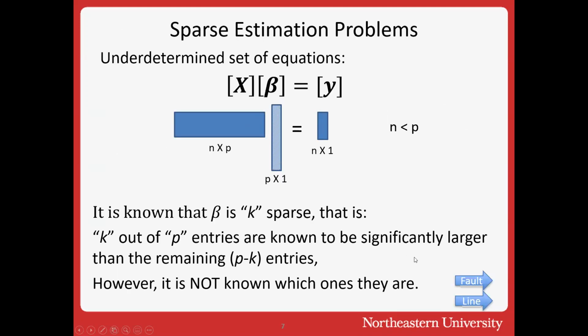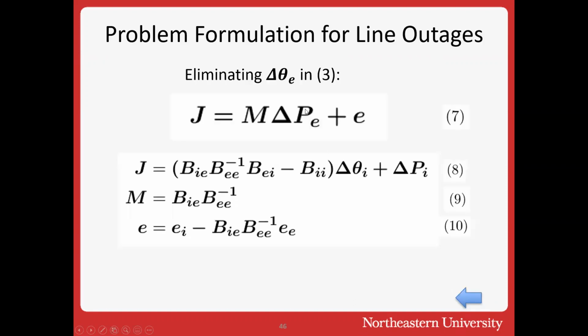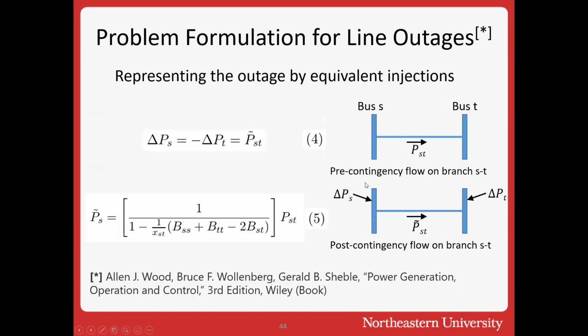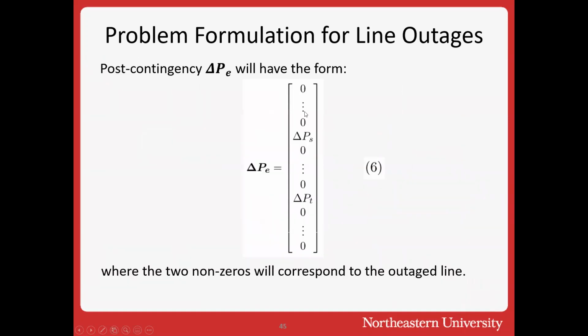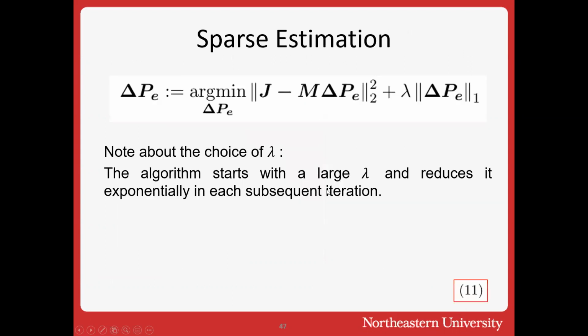And this long unknown vector is actually this delta PE. And remember the picture of delta PE. You see it's a very, very sparse vector with two unknowns, but the problem is I don't know where these unknowns are because I don't know the terminals of this line because I don't know where that line is.